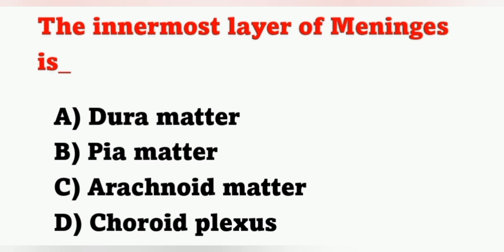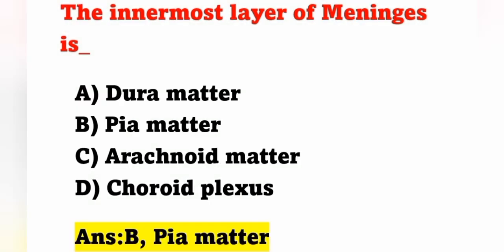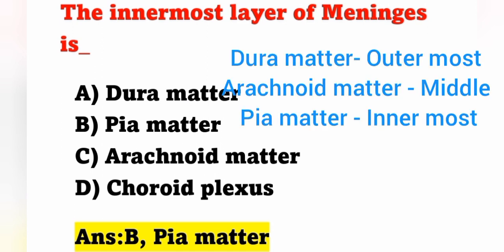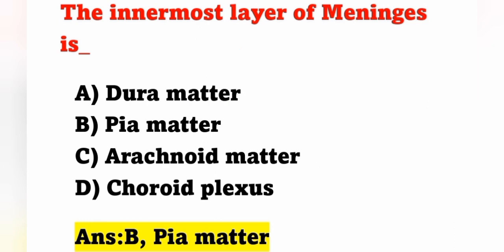And the next question, the innermost layer of meninges is: option A dura mater, option B pia mater, option C arachnoid, option D choroid plexus. The innermost layer of the meninges is pia mater. Option B is the correct answer. There are 3 protective membranes that cover the brain and spinal cord. The outermost covering is dura mater, the middle layer is arachnoid mater, and the innermost covering of brain and spinal cord is pia mater.